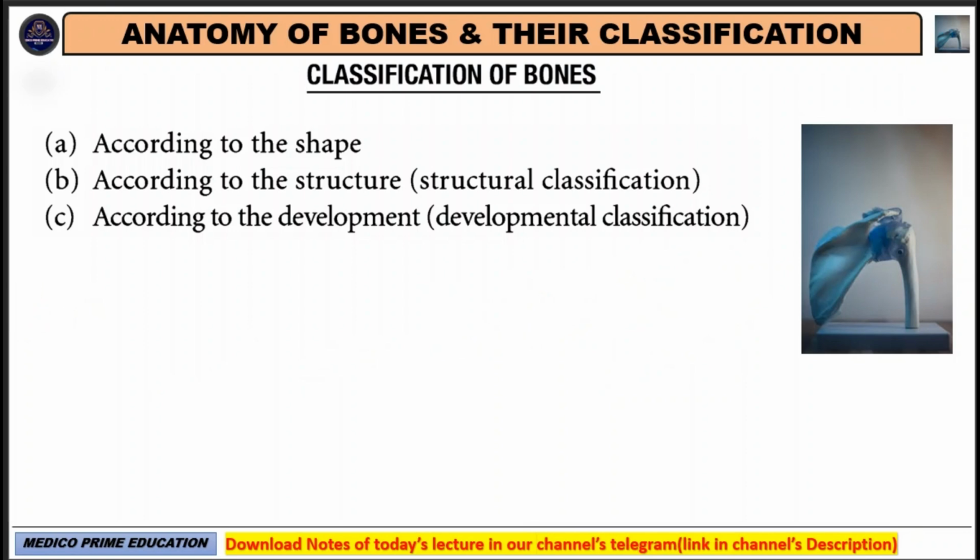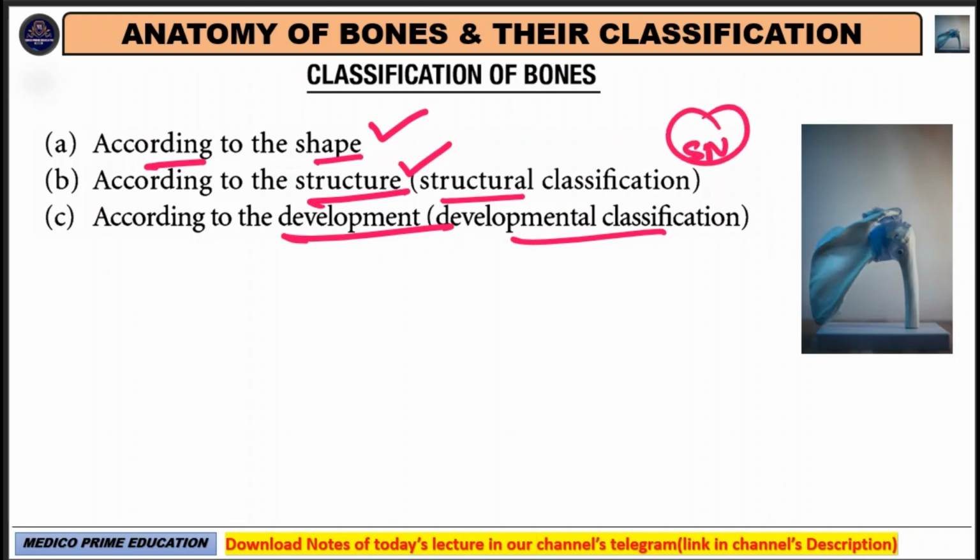Next, let's move to the classification of the bones. There are three types of classification: according to the shape, according to the structure, meaning structural classification, and developmental classification. In the short notes, they may ask about the structural classification alone and developmental classification alone. But most important, you have to write the long answer question, so the short notes are already covered in that.